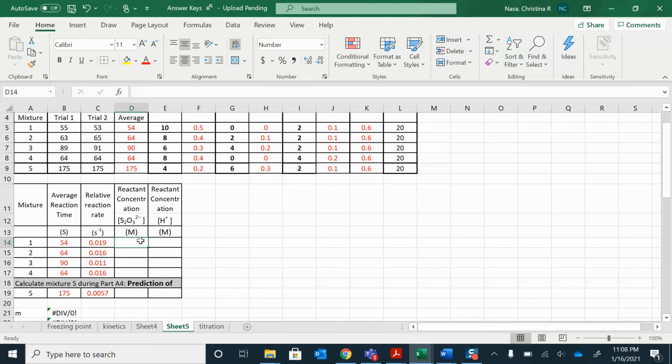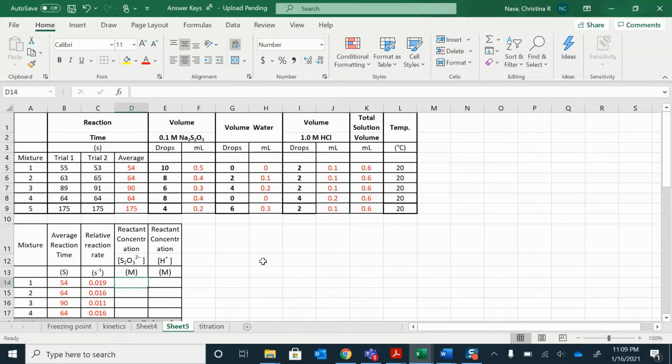Now, to find the concentration, so we found all these things. Now to find concentration, we are going to use M1V1 equals M2V2. All the information we need is up here in this table, but it's kind of hidden. We initially started with a 0.1 molar sodium thiosulfate concentration, and then we changed the volumes. We kept the total volume the same, so V2 was always going to be the same, and we're calculating M2.